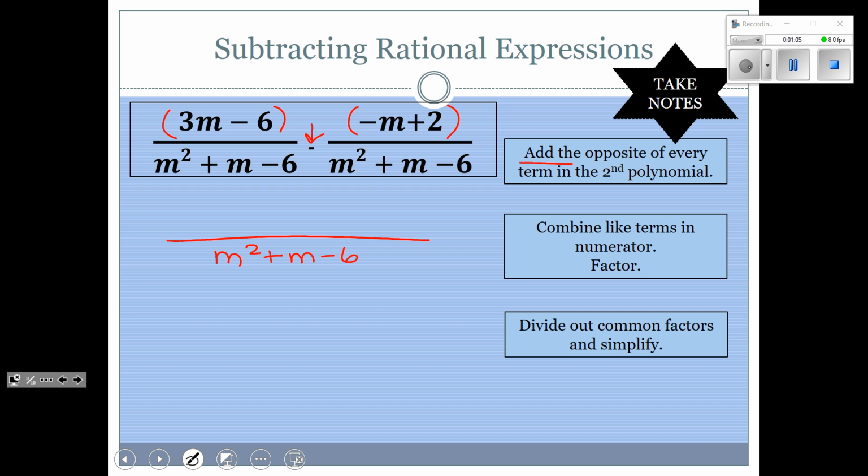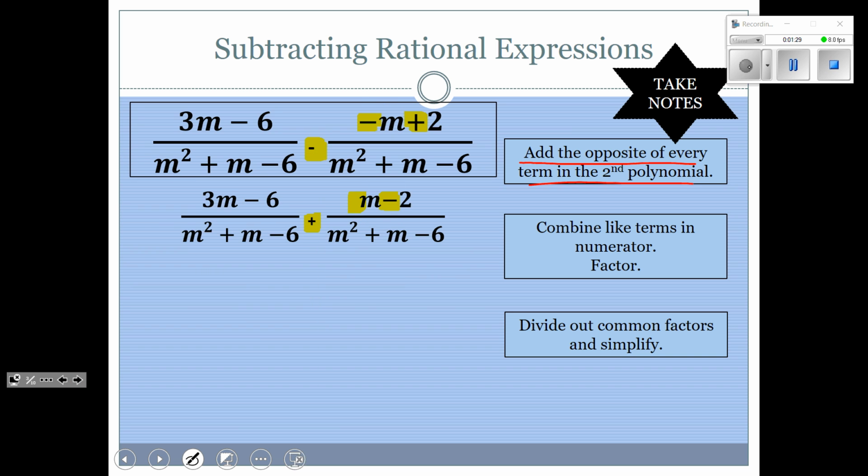Now, if you remember, when subtracting with polynomials, we add the opposite of each term in the second polynomial. So we're going to add the opposite: the opposite of a negative m would be a positive m, and the opposite of a positive 2 would be a negative 2. So we're going to rewrite those terms. I'm going to erase that because I have it on my PowerPoint highlighted. There's what we have to change. So notice I changed it to plus a positive m and a negative 2.